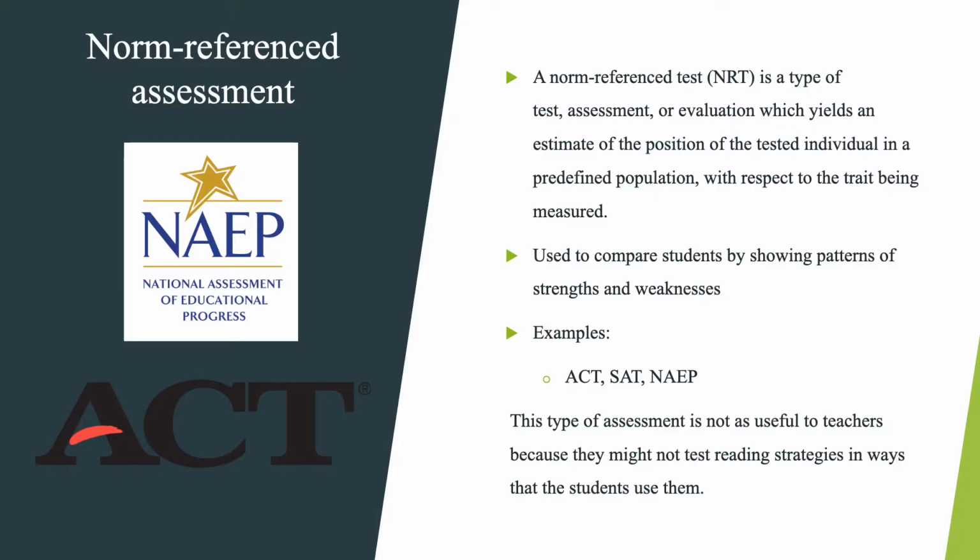A norm reference test, NRT, is a type of test, assessment, or evaluation which yields an estimate of the position of the tested individual in a predefined population with respect to the trait being measured. So this is used to compare students by showing patterns of strengths and weaknesses. Some examples of these tests are the ACT, SAT, and NAEP. This type of assessment is not as useful to teachers because they might not test reading strategies in ways that students use them.